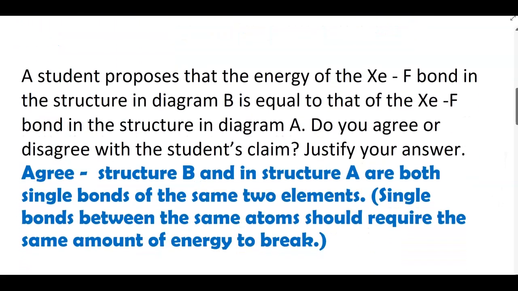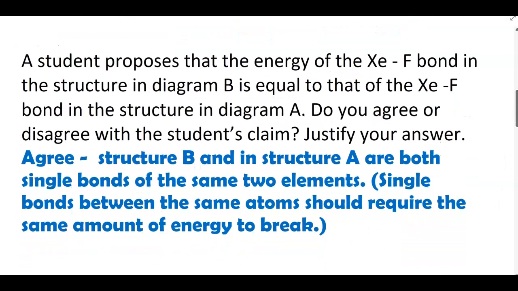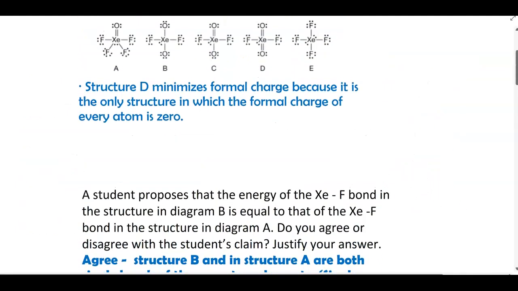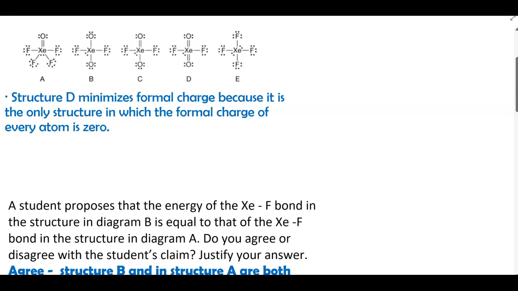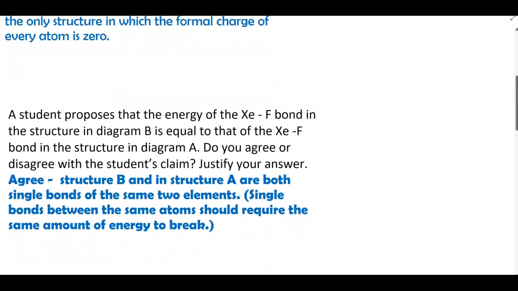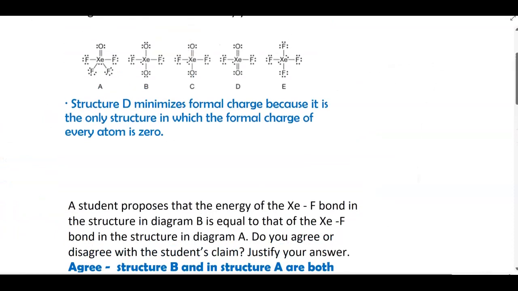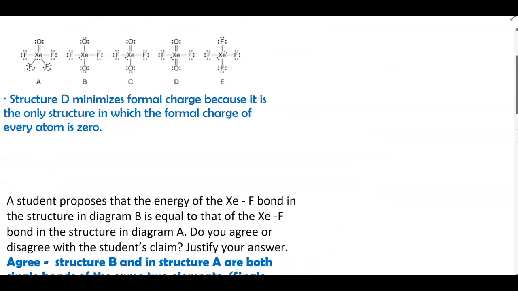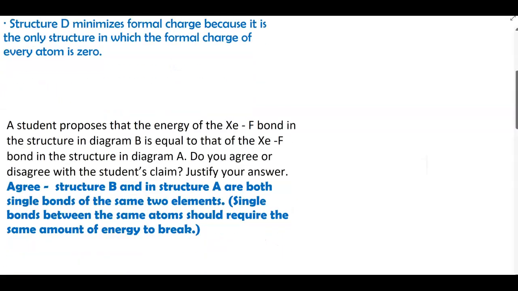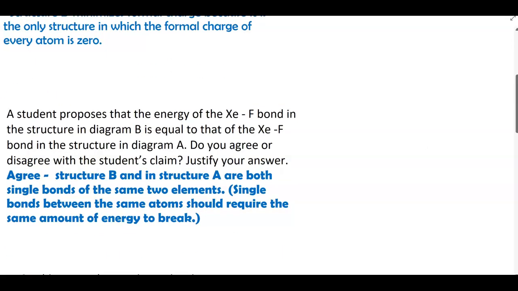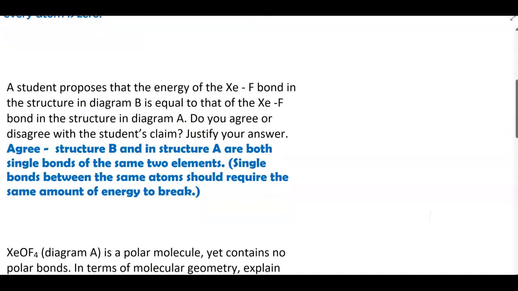Question part 2. A student proposes that the energy of the xenon to fluorine bond in the structure in B, let's go back and look at the picture B, is equal to that of the xenon and fluorine bond in A. Well, in A, there are 4 xenon to fluorine bonds, and they're all single bonds. And in B, there are 2 xenon to fluorine bonds, and they're both single bonds. And the answer is you should agree with the student because they're both single bonds with the same 2 elements involved. And single bonds between the same elements should require the same amount of energy to break that bond.